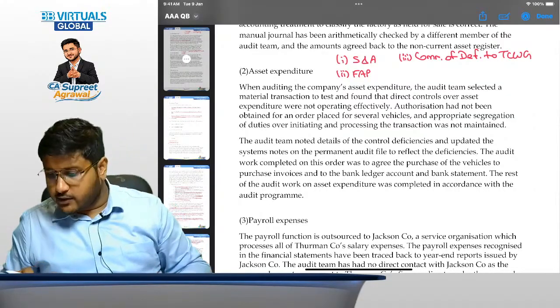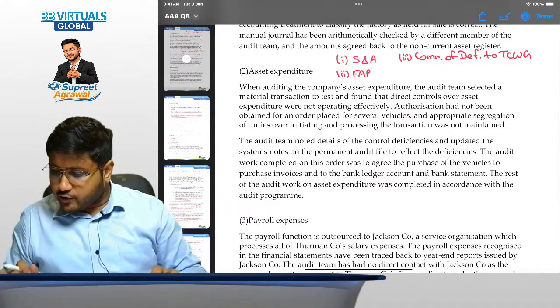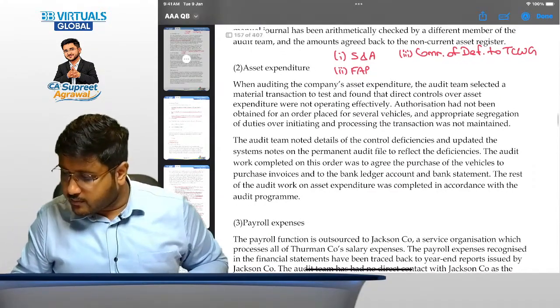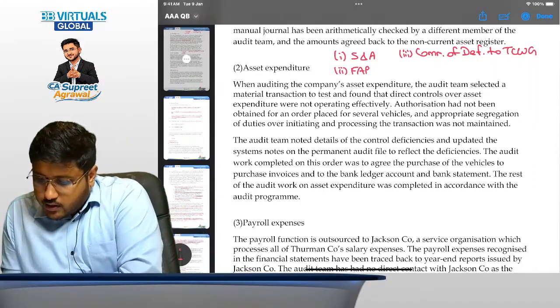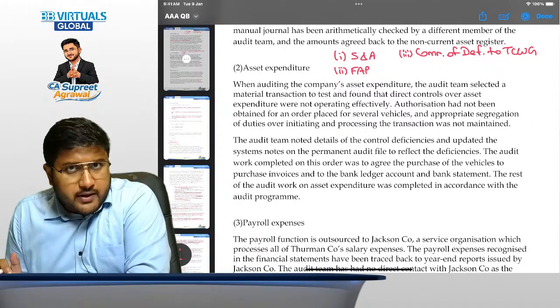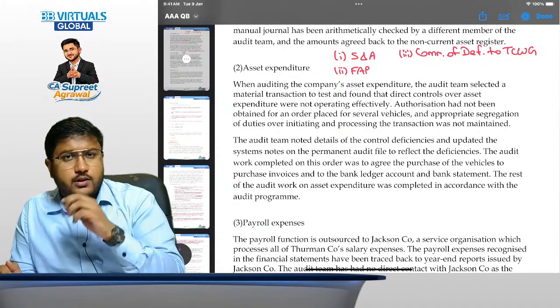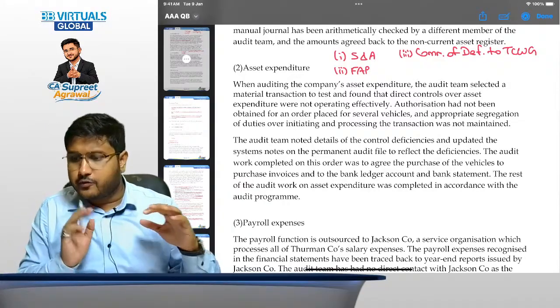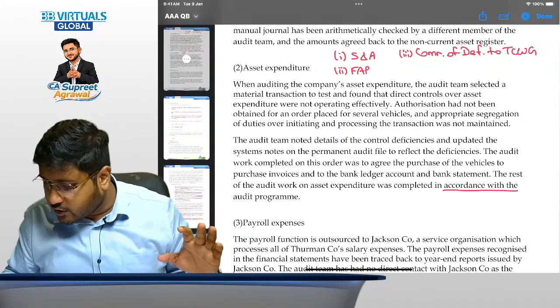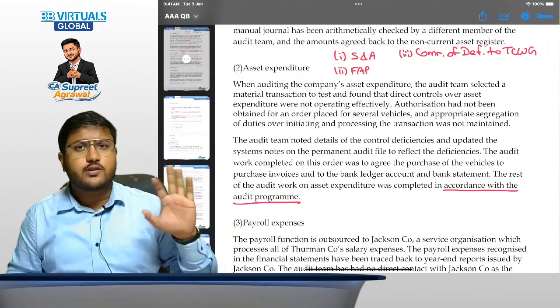Yes, I hope it's done. So when we discuss this, you have to be very, very sure that what we are talking about is that the controls are not being performed effectively. The auditor has accepted it. They have performed the rest of the procedures in accordance with the audit program. Is this sufficient? No, this is not sufficient.